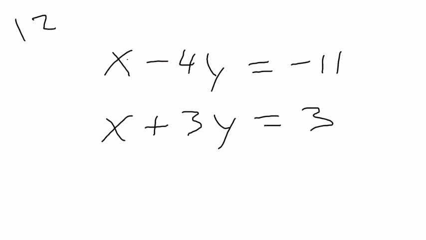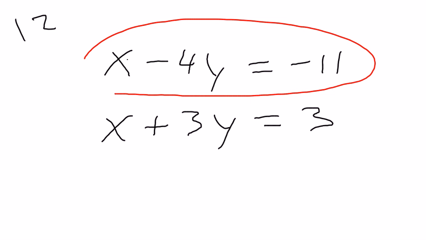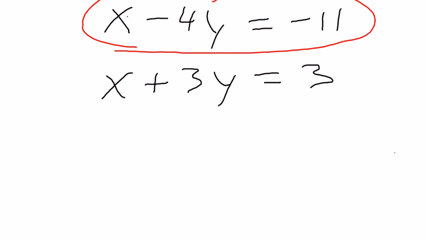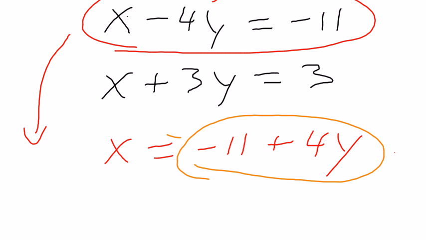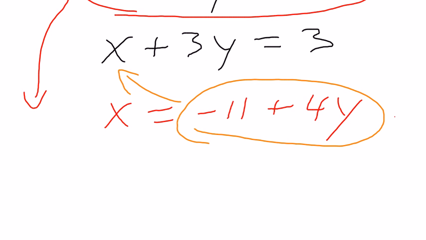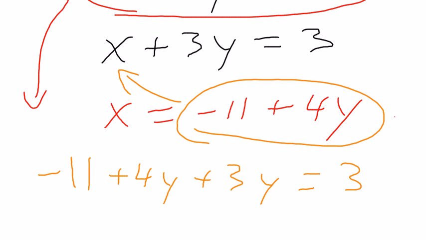I'm going to take the first equation and change it by adding 4y to both sides. I'm going to bring the 4y to that side, so I get x equals negative 11 plus 4y. And now I'm going to use substitution. So I'm going to take this and put it in for x. So I get negative 11 plus 4y plus 3y equals 3.